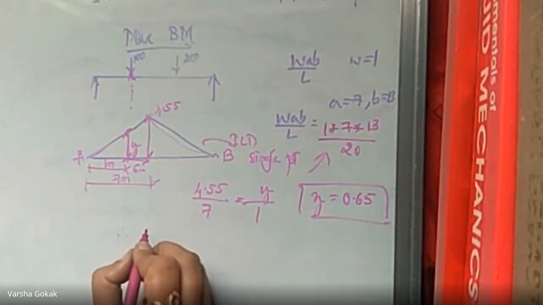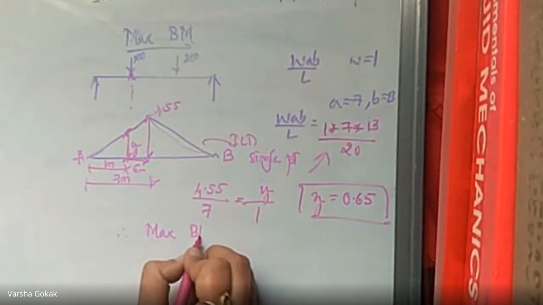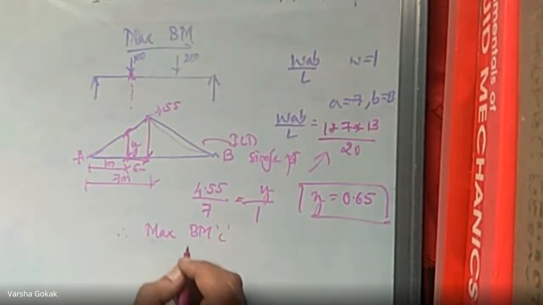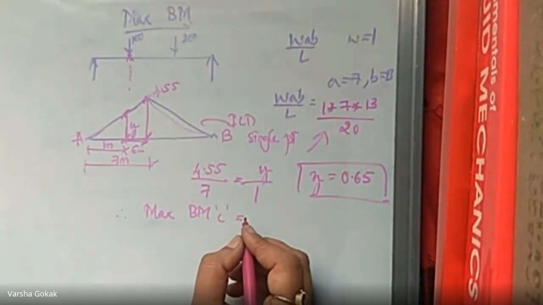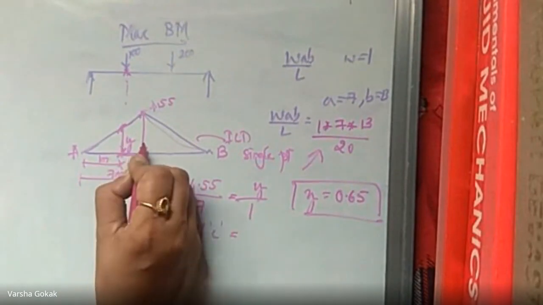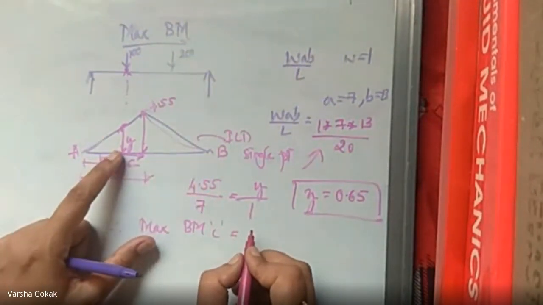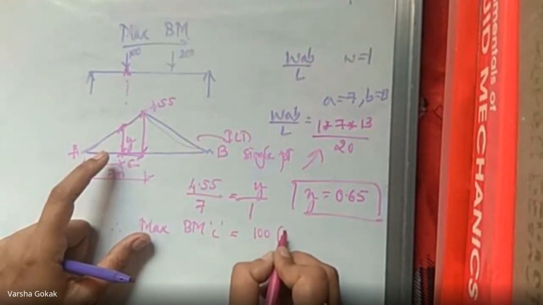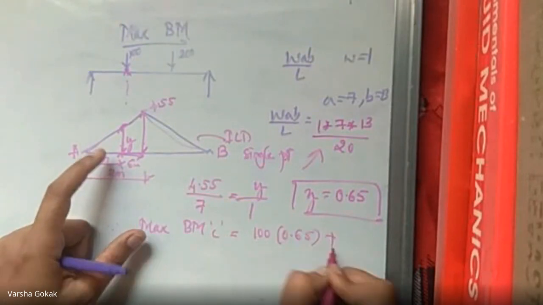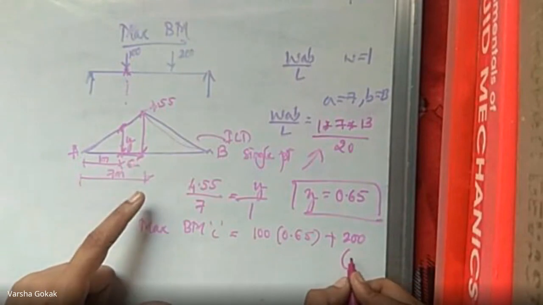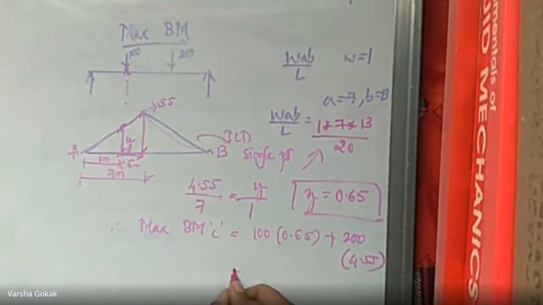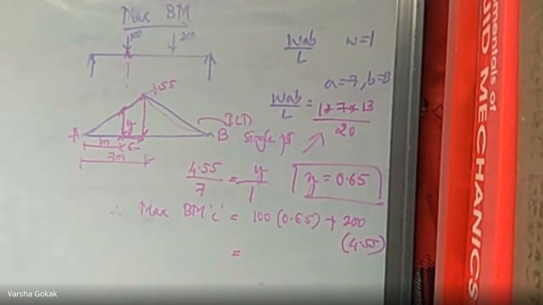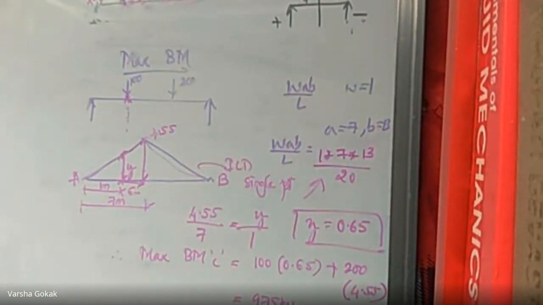Therefore, when I'm calculating the maximum bending moment with respect to C from the influence line diagram, I'll have to multiply these two ordinates with the loads. That is, for Y, it is 100. So 100 kilonewton into 0.65 plus 200 kilonewtons into 4.55. What is the bending moment? 975 kilonewton meter. Okay, so this ends the numerical.